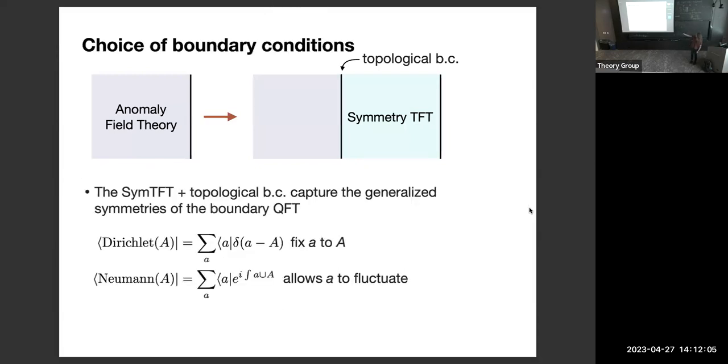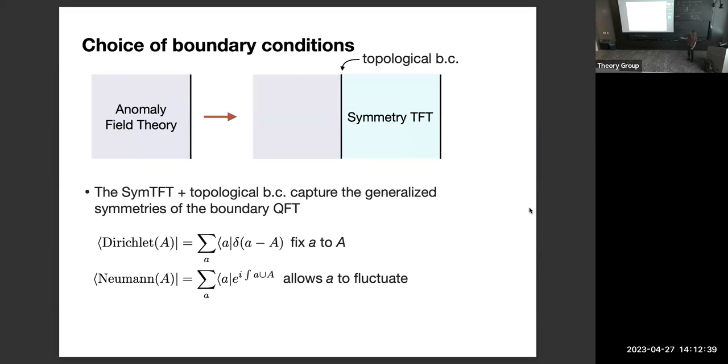And so I said that I'm imposing boundary conditions on either side of this slab. And so let me especially highlight these topological boundary conditions. The main statement, and the other reason that this is so useful, is because the symmetry TFT together with these topological boundary conditions capture the generalized symmetries of my quantum field theory of interest. So that's why this is so interesting.